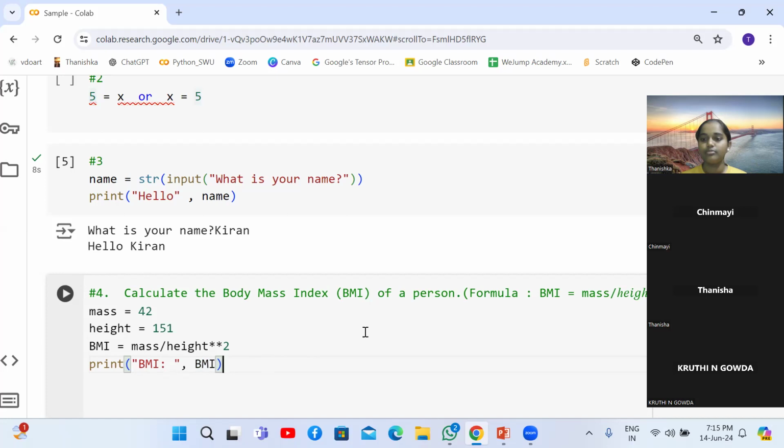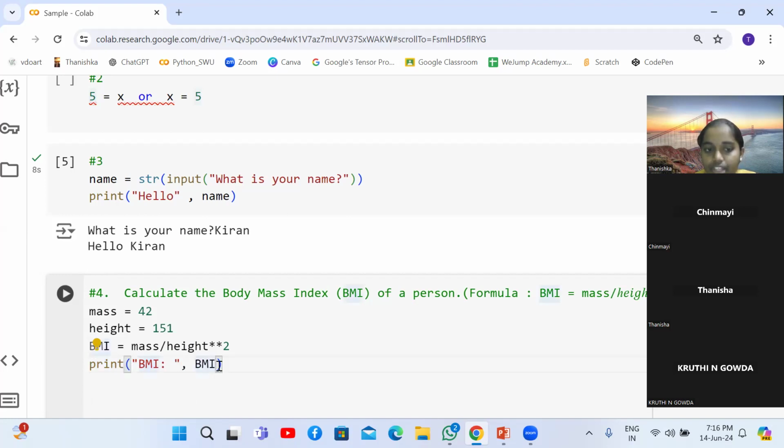Kruti. Right. So if I write print and then quotation and then write Kruti, what will be the outcome? This much only. Kruti. Right. So in the same way, if I write this much, what will happen? We will get BMI, then colon after a bit of space. So that's what we get, right? Because this is inside the quotation.